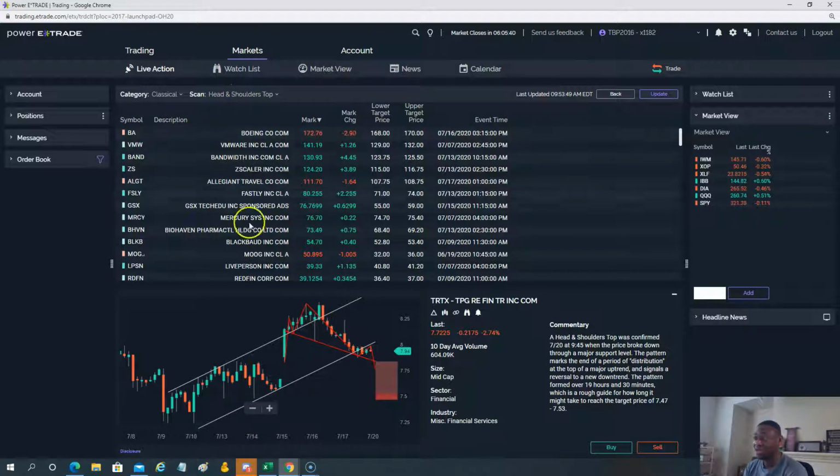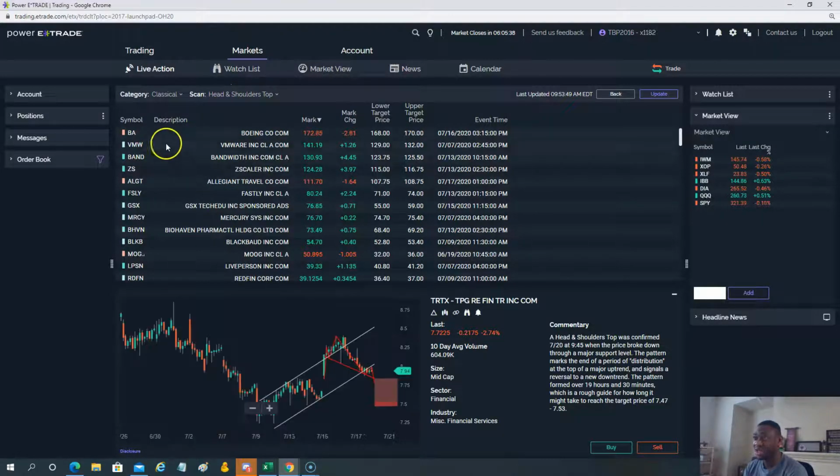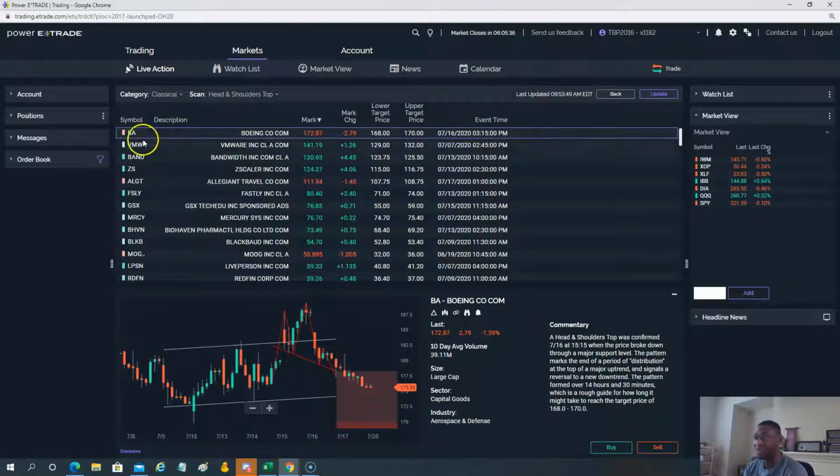If I click on the stock, they give you the chart. So a head and shoulder top. Here's the head, here's the shoulder top, and here's the continuation. And they give you the commentary.